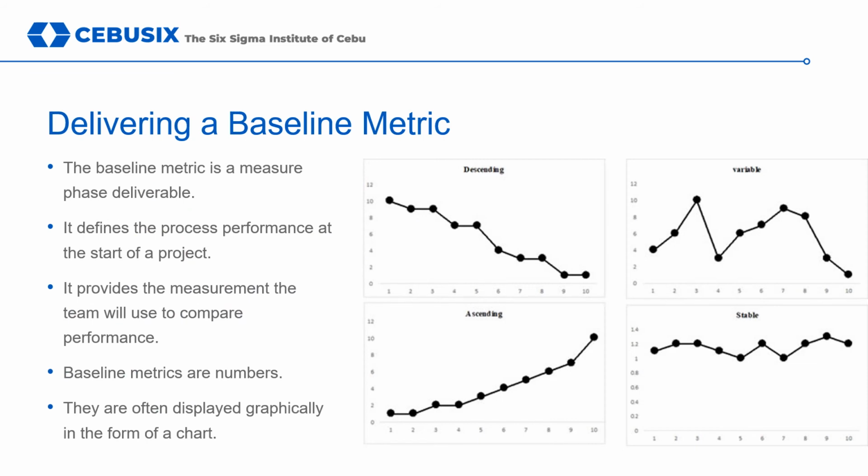One of the major deliverables coming out of the define and measure phases is the baseline metric. How is the process performing now? And what measurement will the team use to compare the current performance to post-improvement performance? Baseline metrics are numbers, but most teams find that presenting the metric graphically resonates best with business resources and executives. Visual representations also provide teams with a quick way to determine if progress is occurring.